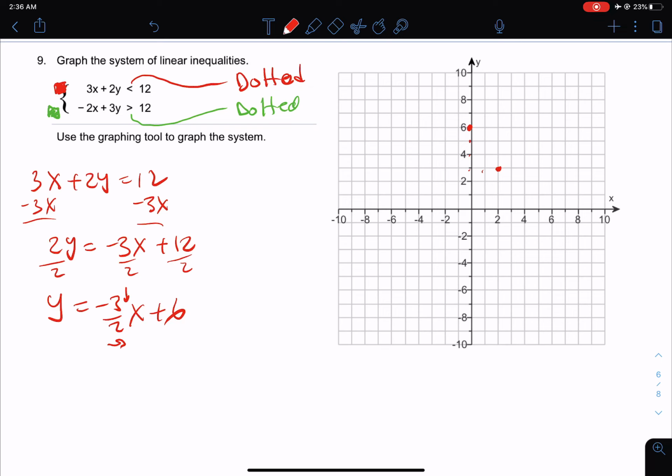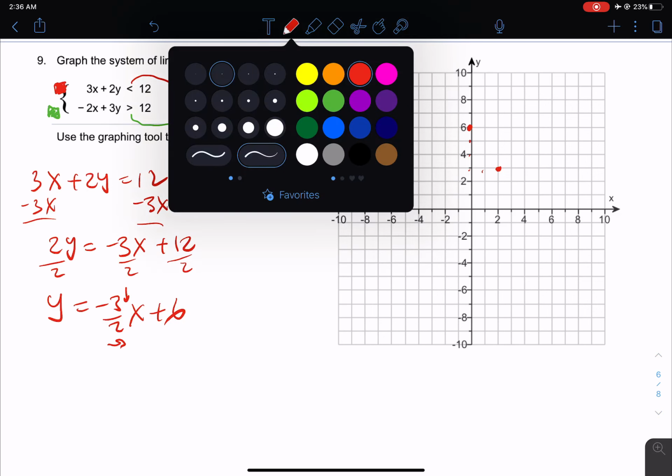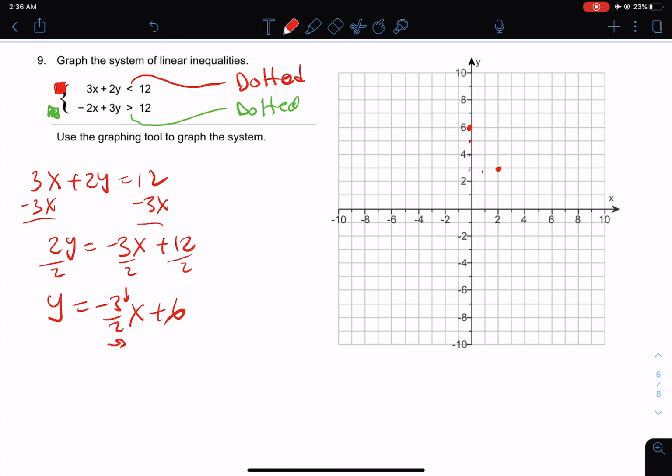So let's see. This is what, number 9? And so it's got to be dotted, which I got to go back and remember to do because I keep on saying how that's easy to mess up. And so I really don't want to mess up in front of you now. So I got to remember to go back with my little eraser and make it dotted.